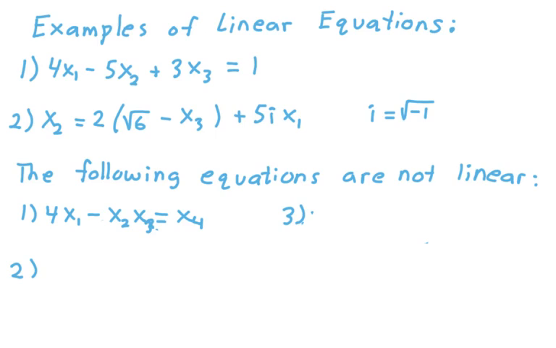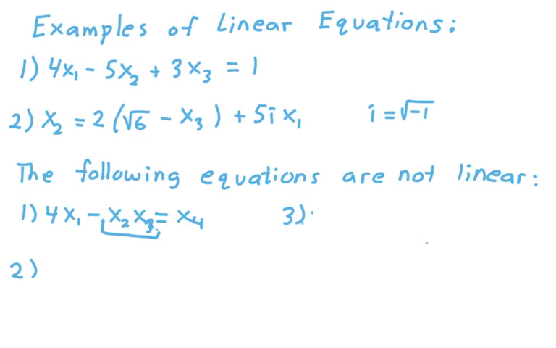Now, the following equations are not linear. Number 1, 4x sub 1 minus x sub 2 times x sub 3 equals x sub 4. And the reason why this is not linear is because we have two variables being multiplied together.